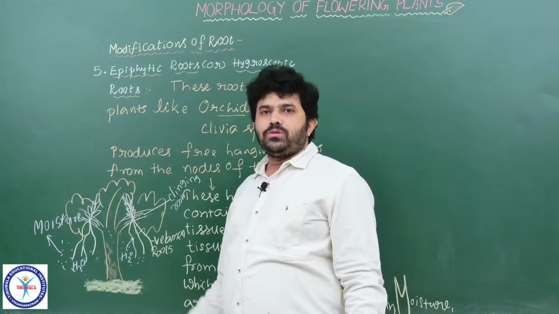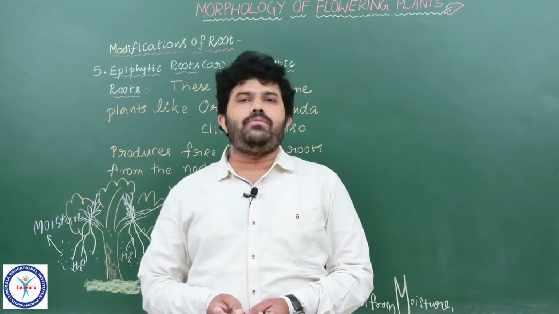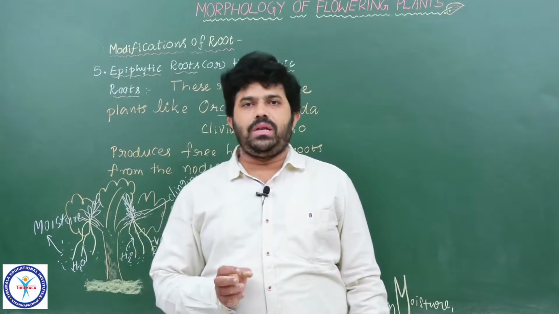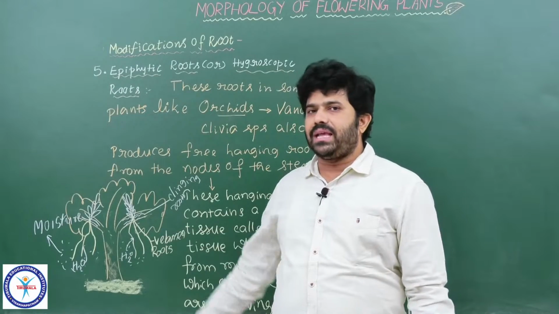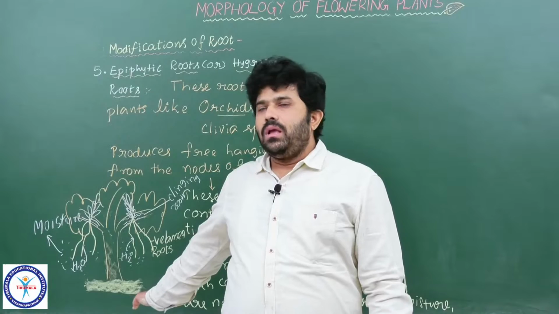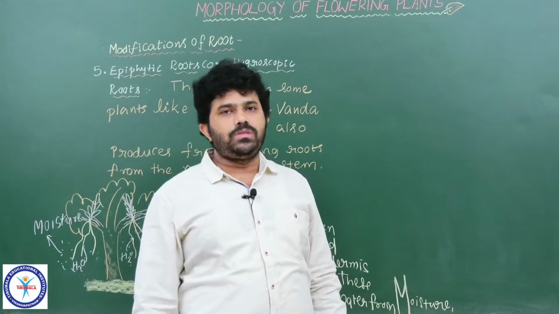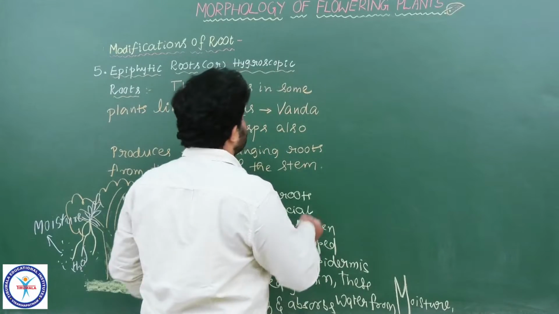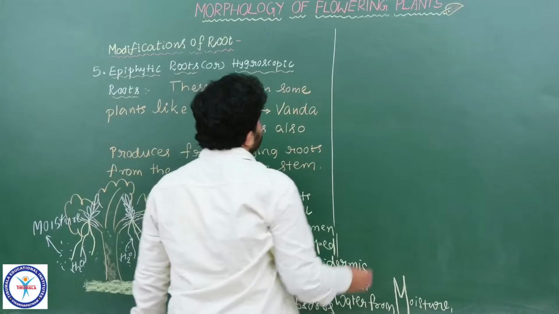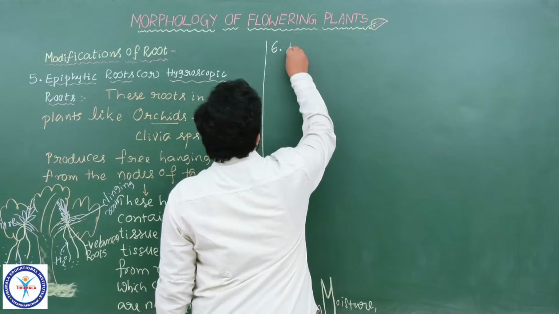Now got the point? So this is a special modification we see in plants that are not able to absorb water directly from the soil. They are only able to take water from the moisture by releasing these hanging roots, that is, velamen roots or epiphytic roots or hygroscopic roots. Now we are going to discuss one more root modification, the next type of roots, nodular roots.